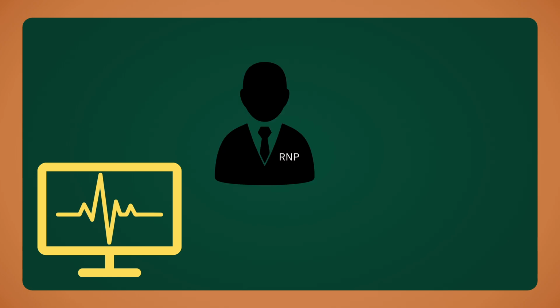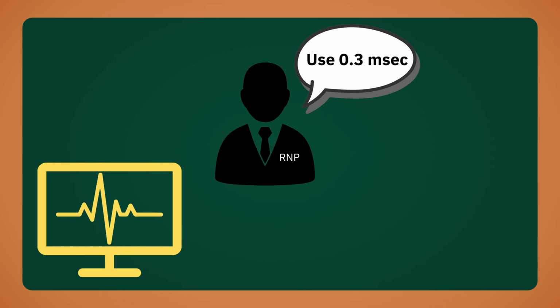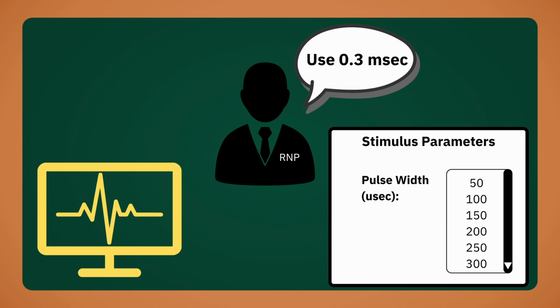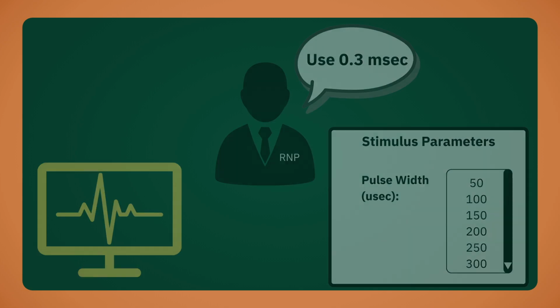Let's try one final example. Let's imagine you're monitoring a patient in the operating room. You're having difficulty obtaining a reliable response. The reading neurophysiologist asks you to increase the stimulus pulse width to 0.3 milliseconds. However, your machine displays pulse width in microseconds, so you'll need to convert the value before making the change. Let's use our 4-step metric conversion method.